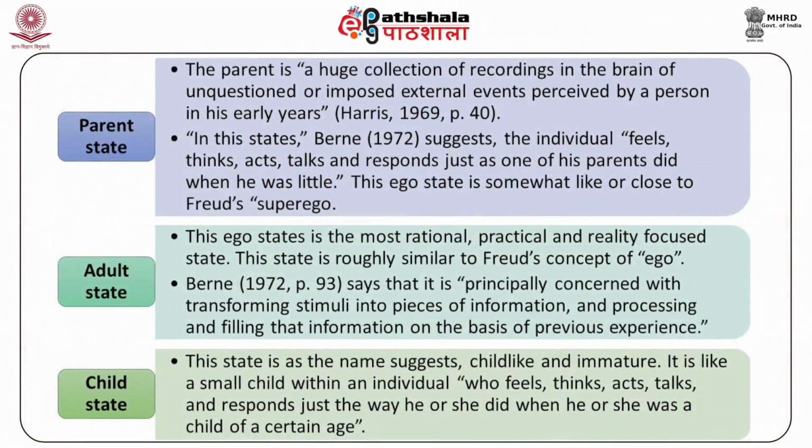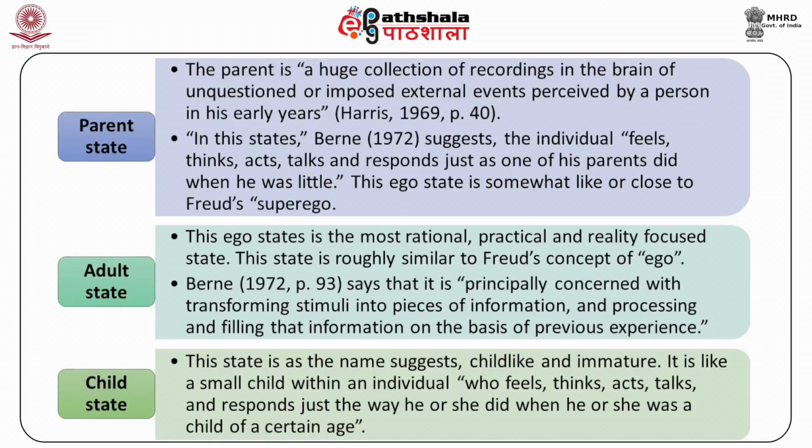Parent state. The parent is a huge collection of recordings in the brain of unquestioned or imposed external events perceived by a person in his early years. In this state, Berne (1972) suggests the individual feels, thinks, acts, talks and responds just as one of his parents did when he was little. This ego state is somewhat close to Freud's superego.